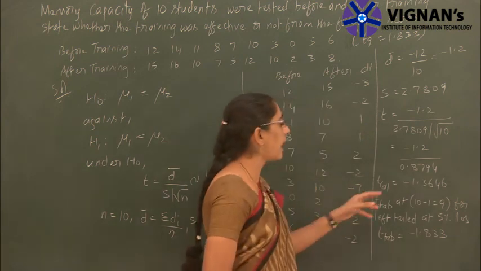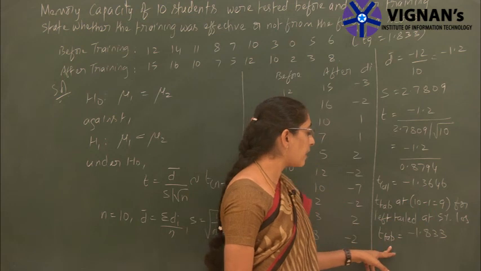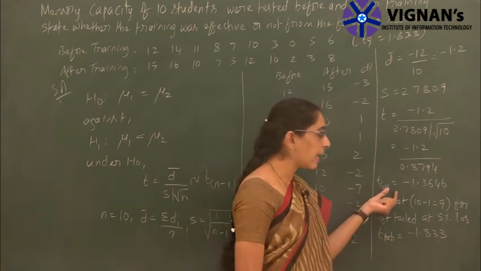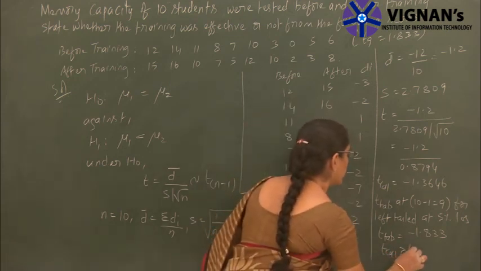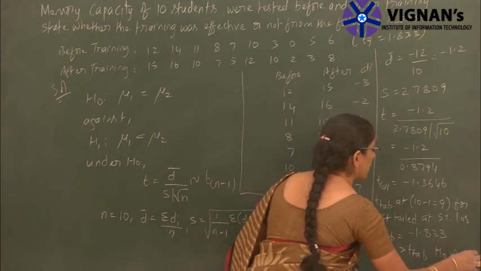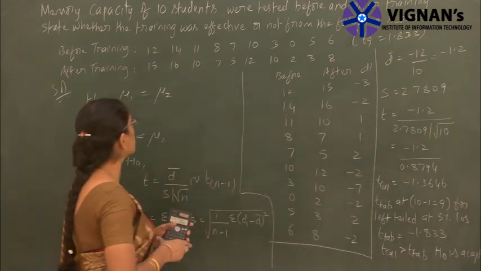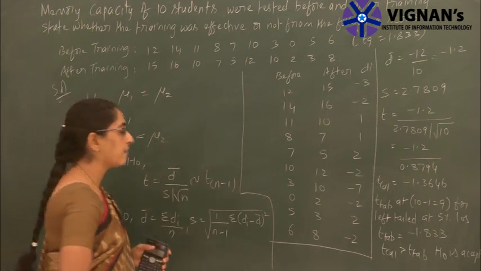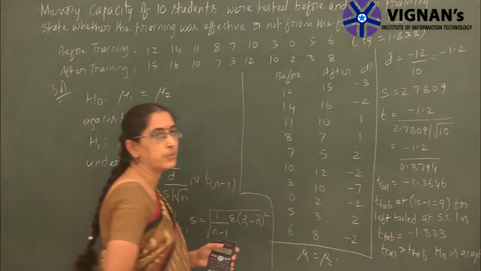Okay. Now t calculated is minus 1.3646 and t tabulated is minus 1.833. That means t calculated is greater than t tabulated. So H naught is accepted. That means there is no significant difference in the scores of 10 students before and after training. That is mu1 is equal to mu2 here.